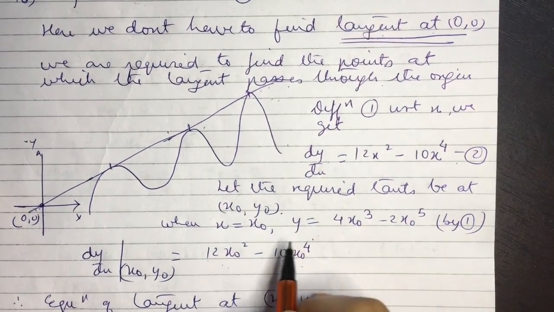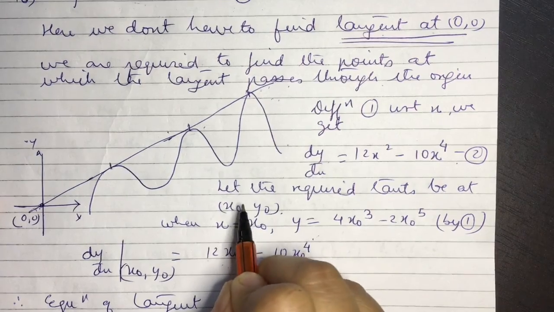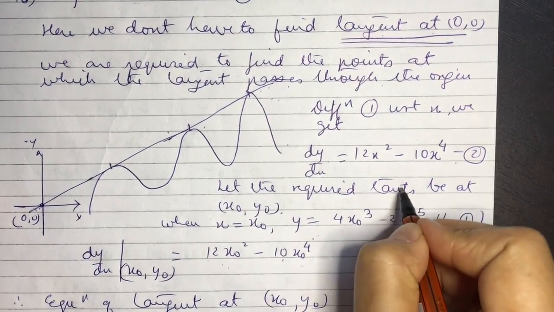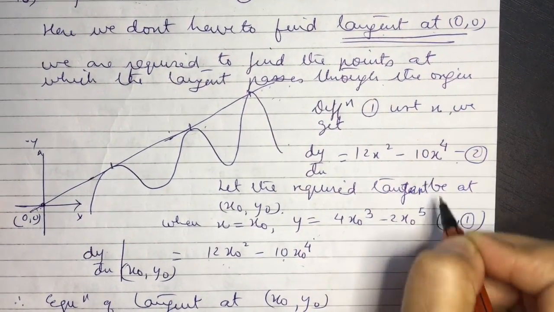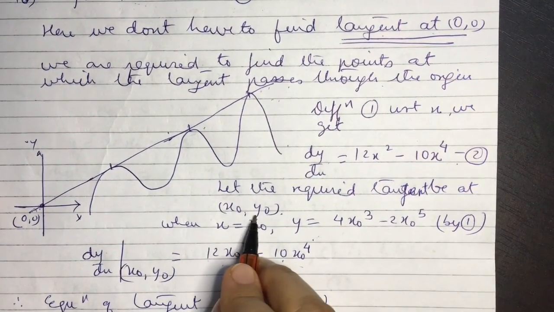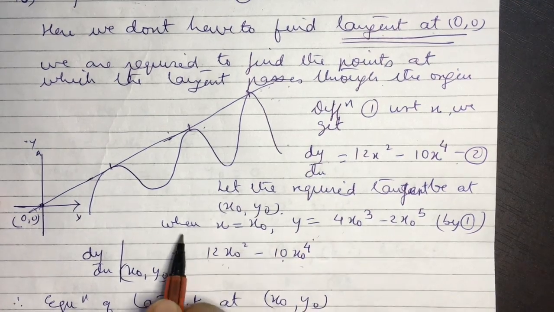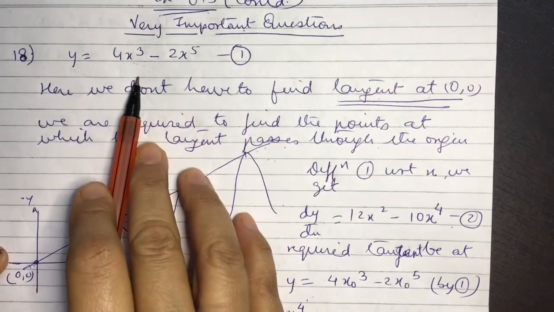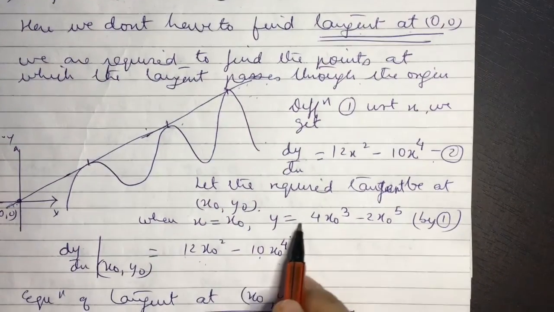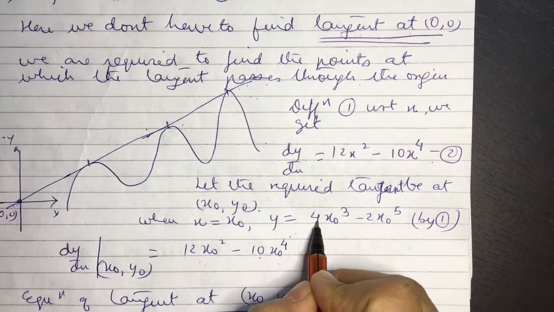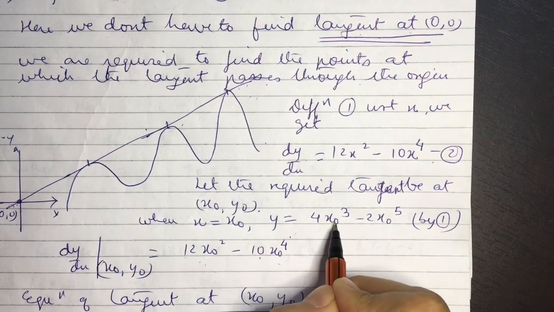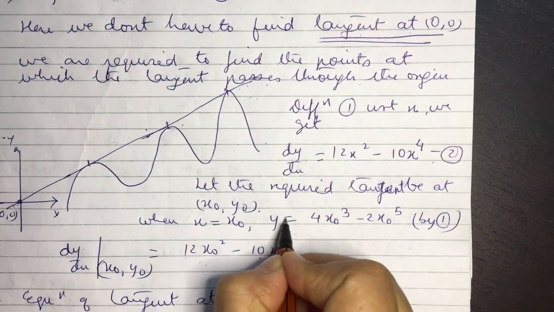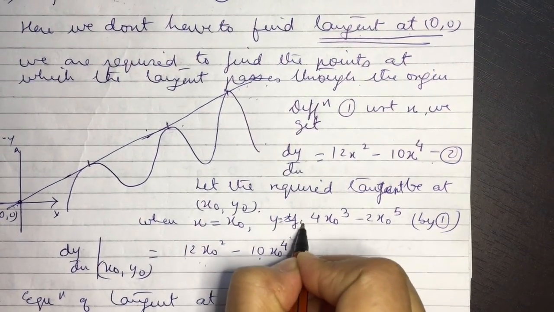Now, let the required tangent be at the point x0, y0. So, when x equal to x0, from equation number 1, we will have y0 equal to 4 x0 cube minus 2 x0 to the power 5, which we will call y0.